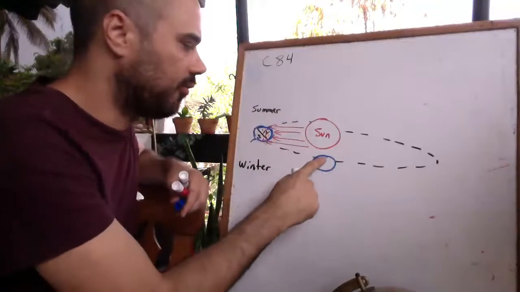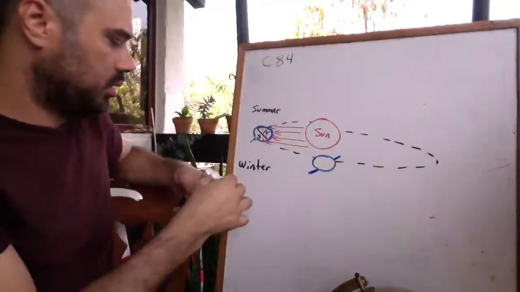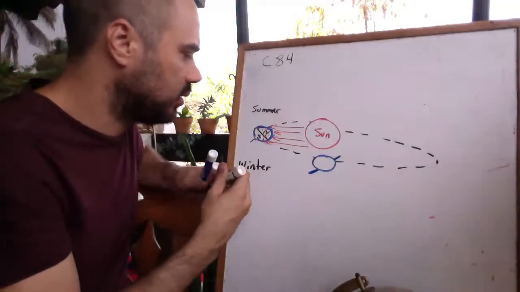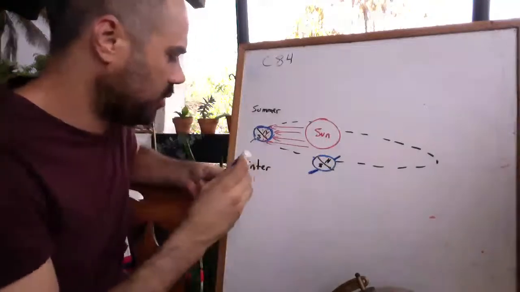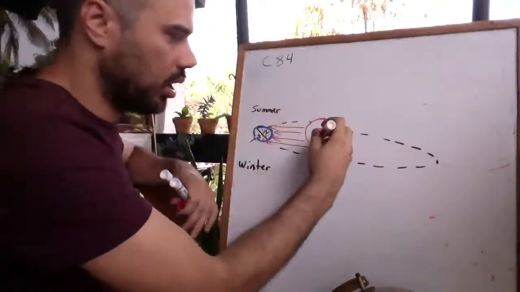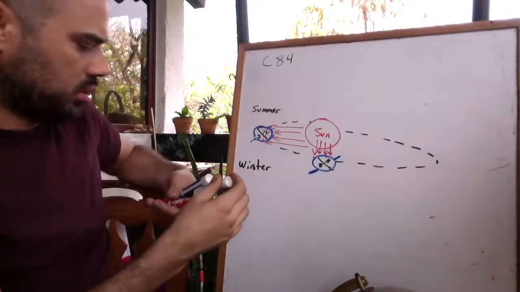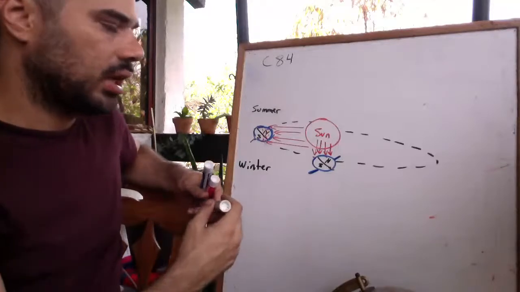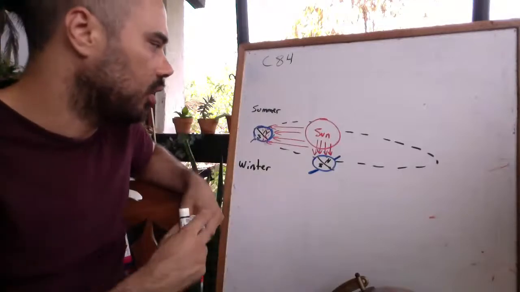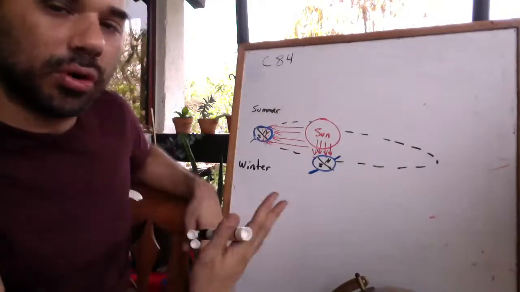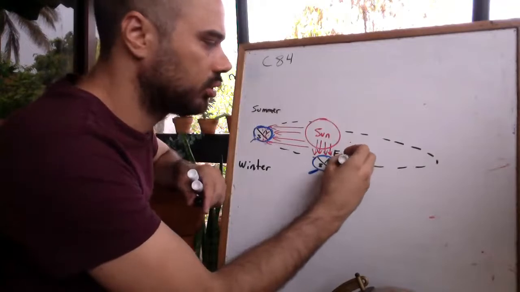After summer comes fall. And this is our angle. We have to imagine that this is north, this is south, and that the rays of the sun are hitting in this direction. So in fall, the northern hemisphere is getting a little bit less sunlight than it did in summer, and the southern hemisphere is getting a little bit more sunlight. So in the northern hemisphere, it's going to be fall or autumn.